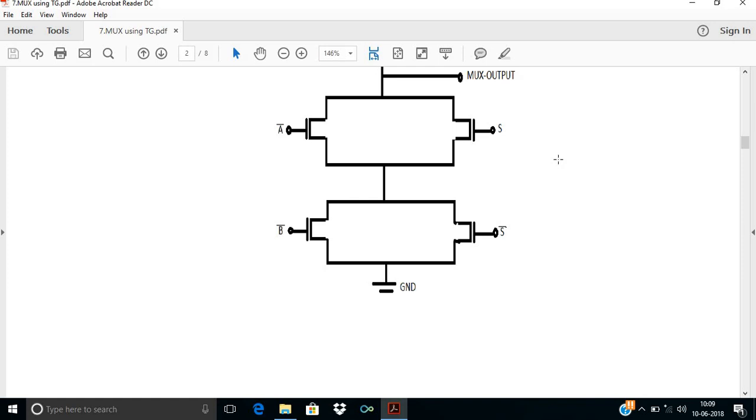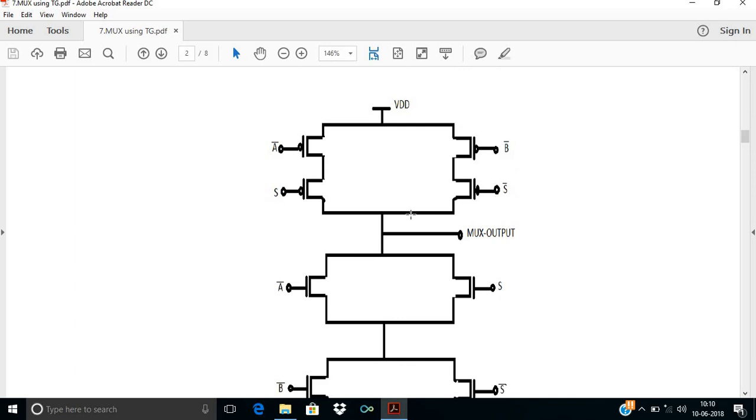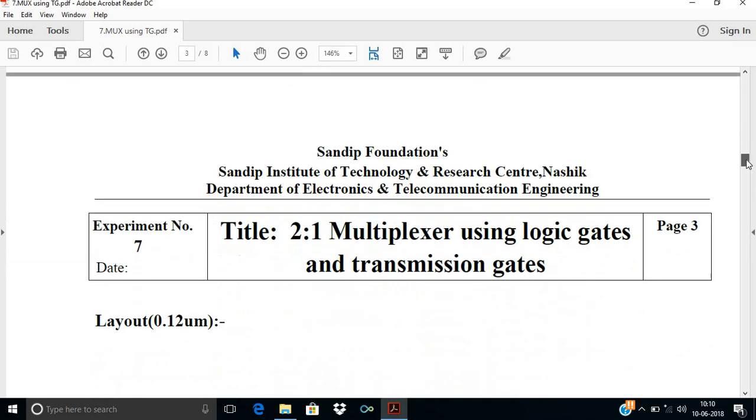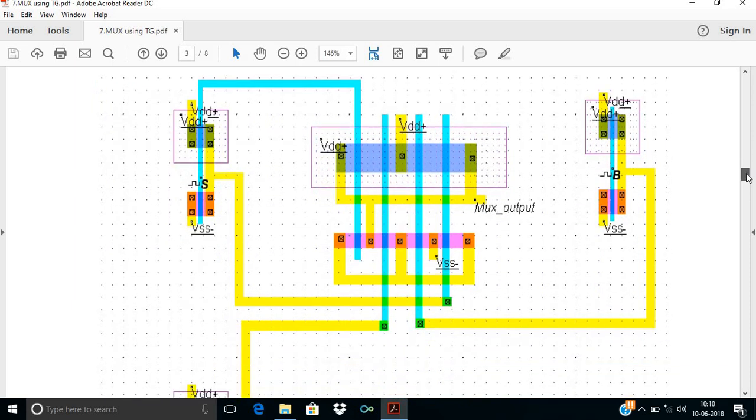Here you can see A bar and S, these two NMOS are connected in parallel, and B bar and S bar are connected in parallel, and both groups are connected in series. Now exactly the opposite structure you can see in the pull-up network, where PMOS A bar and S are connected in series, and B bar and S bar are connected in series, and both are connected in parallel. Sources are shorted together and connected to VDD. Okay. Now first of all we will draw the layout of this, and then we will move toward the layout using transmission gates.